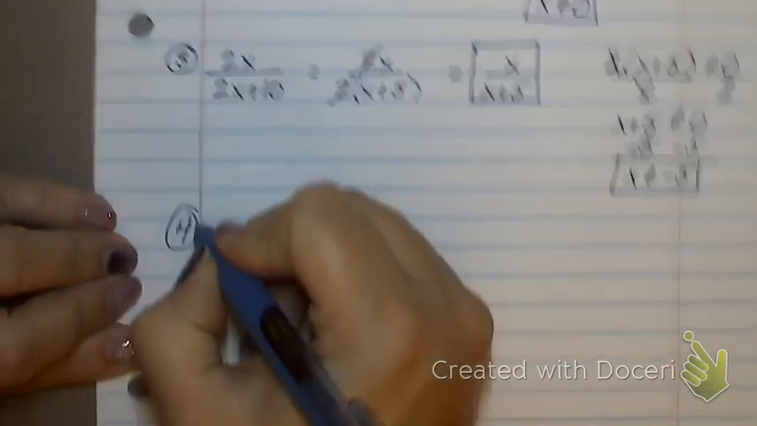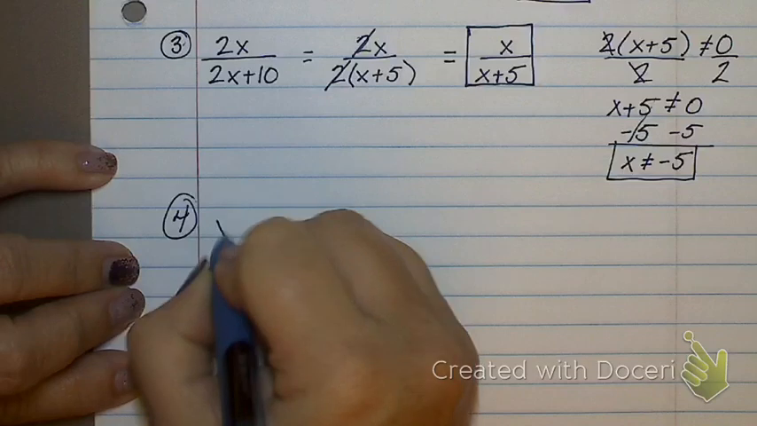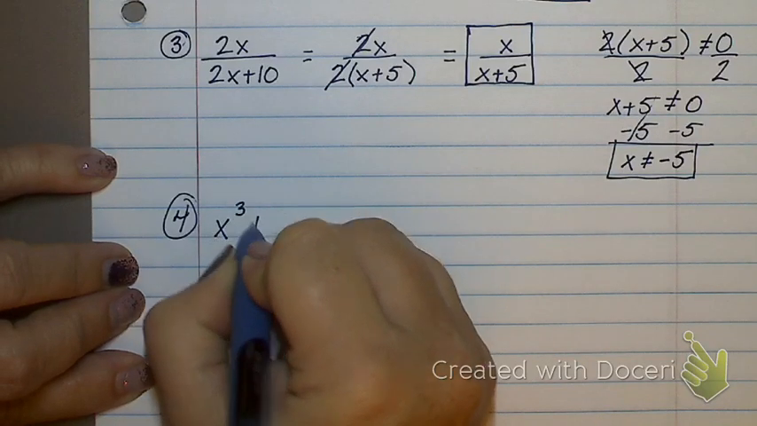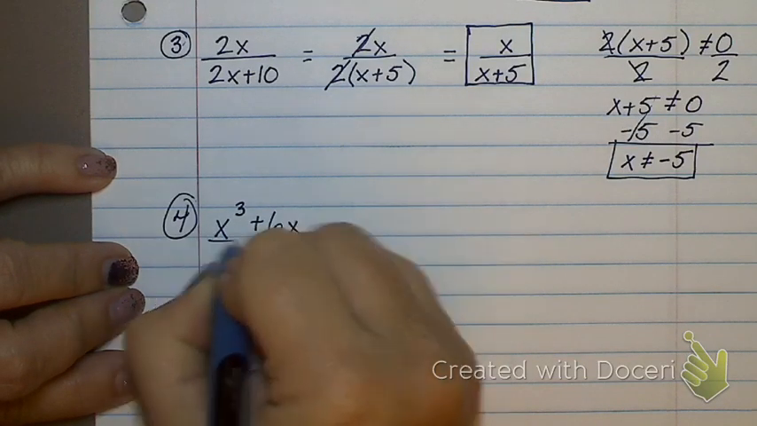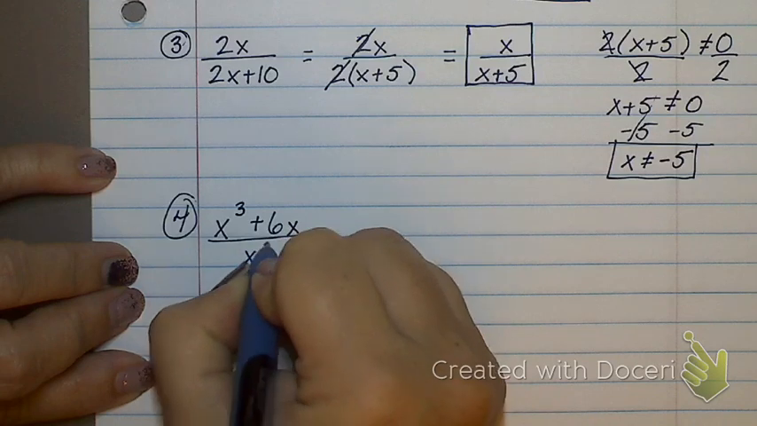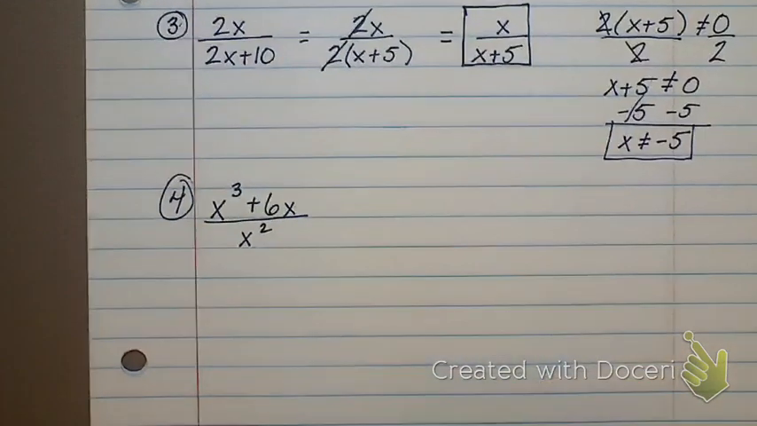All right, you try this one. Now this one's similar to the last one in the sense that you need to factor first. Factor first, see what cancels, and then come up with your excluded values.